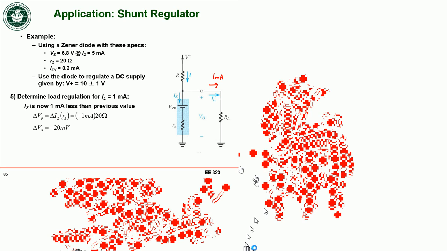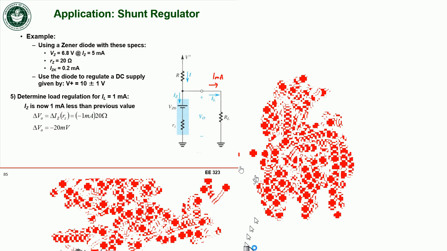So my change in the output voltage is going to be equal to the change in IZ times RZ, because my output is going to be equal to VZ0, but that's not going to change as IZ changes. The only thing that's going to change is the voltage that's dropped across RZ. Okay, so the change in IZ, because I'm now drawing away 1 milliamp to the load, is going to be negative 1 milliamp. And I multiply that by RZ, which is 20 ohms.